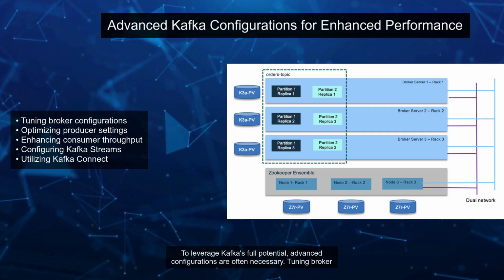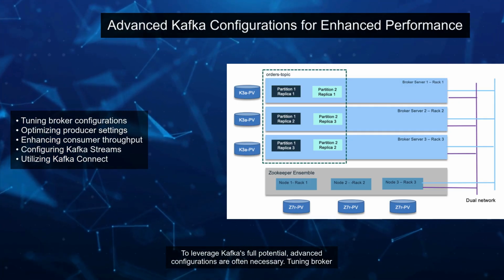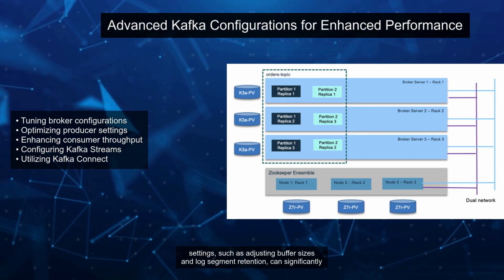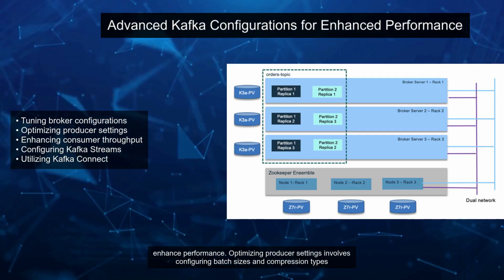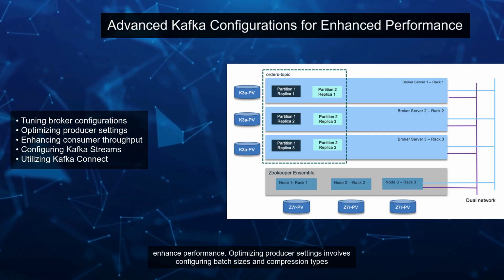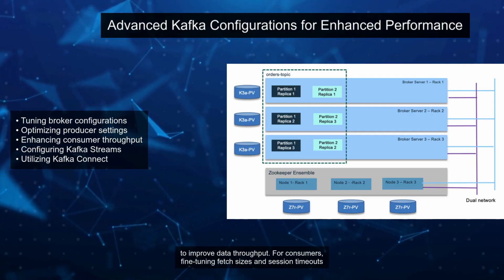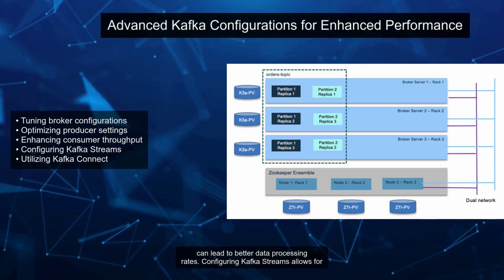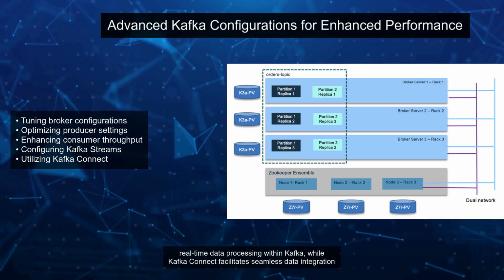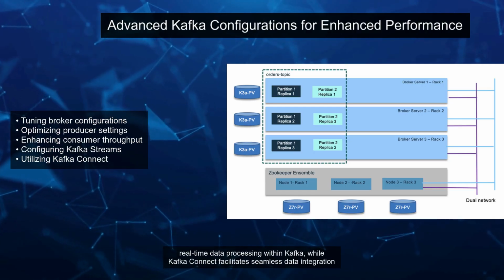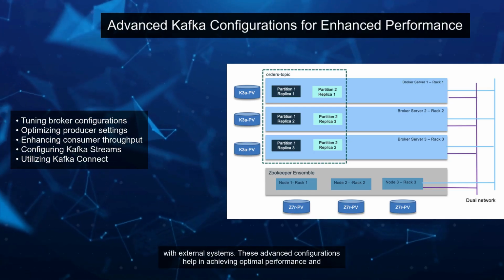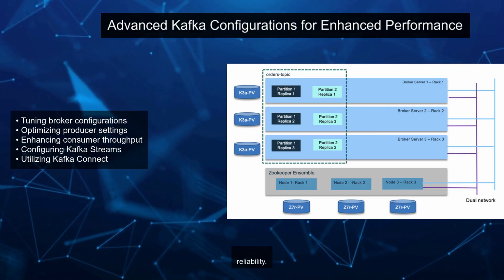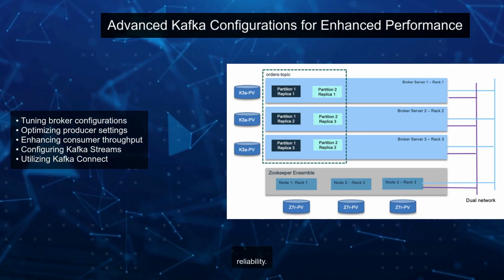To leverage Kafka's full potential, advanced configurations are often necessary. Tuning broker settings, such as adjusting buffer sizes and log segment retention, can significantly enhance performance. Optimizing producer settings involves configuring batch sizes and compression types to improve data throughput. For consumers, fine-tuning fetch sizes and session timeouts can lead to better data processing rates. Configuring Kafka streams allows for real-time data processing within Kafka, while Kafka Connect facilitates seamless data integration with external systems. These advanced configurations help in achieving optimal performance and reliability.